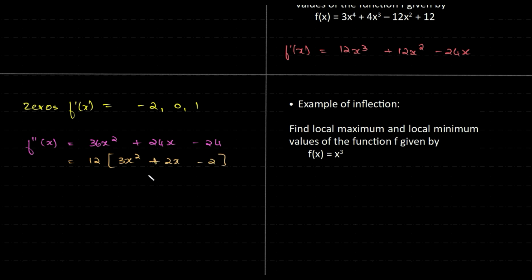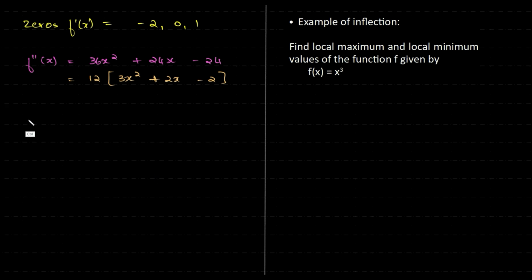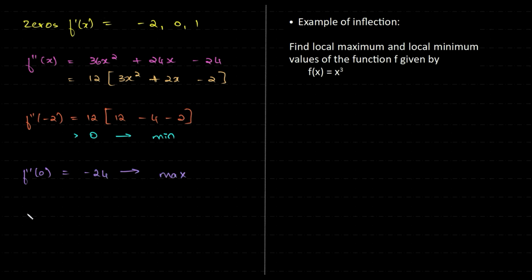Right? This will make it simpler because we have to figure out f double prime of 0 and -2 and so on and so forth. We'll start off with -2. So clearly this is going to be 12 times of 4, 12, -4, -2, it is a value which is positive clearly, right? This is more than 0, indicating this is minimum, local minimum. Then f double prime of 0, so this is minus 24, indicating it is local maximum.